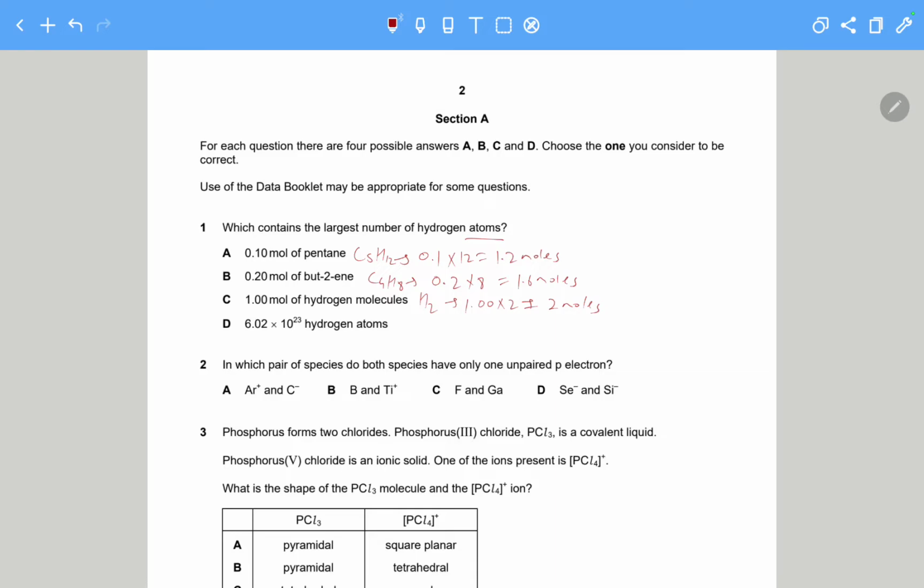Remember, it's atoms. 6.02 times 10 to the power 23 hydrogen atoms. That's the definition of 1 mole. So the largest is obviously C.